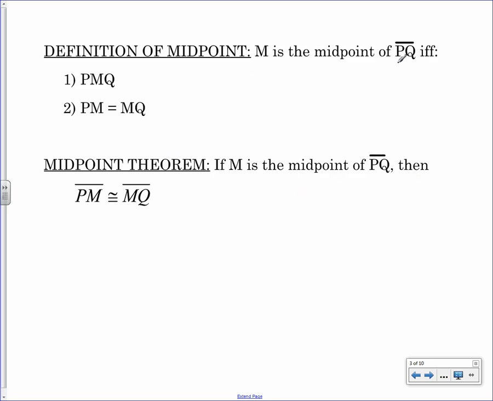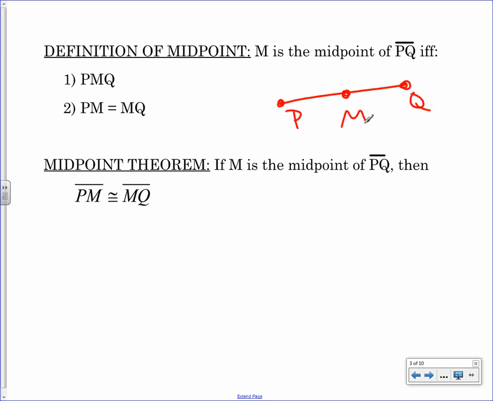All right, definition of midpoint. M is the midpoint of line segment PQ if and only if M is between P and Q. That's what that says. And PM is equal to MQ. So let's draw a picture. M is the midpoint of PQ. That would be in the middle, right?